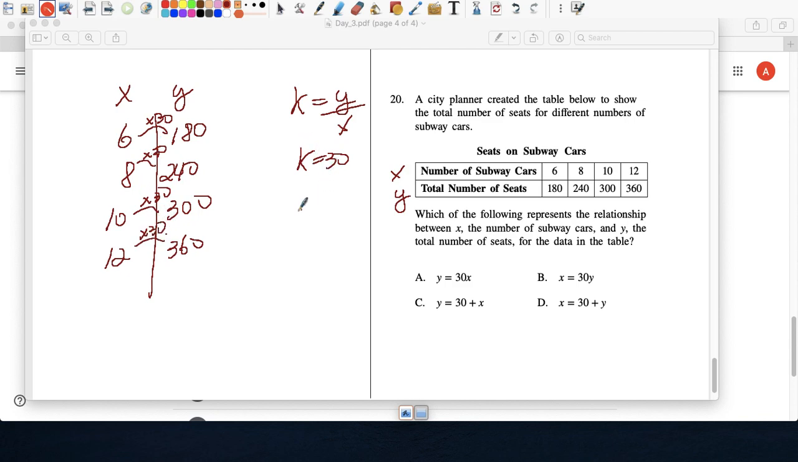If it's a proportional relationship, my equation is always going to be y equals k times x. And what's k here? 30. So y equals 30x. How do I get from x to y? I multiply by 30. And we only have one true answer, and that's day 3.